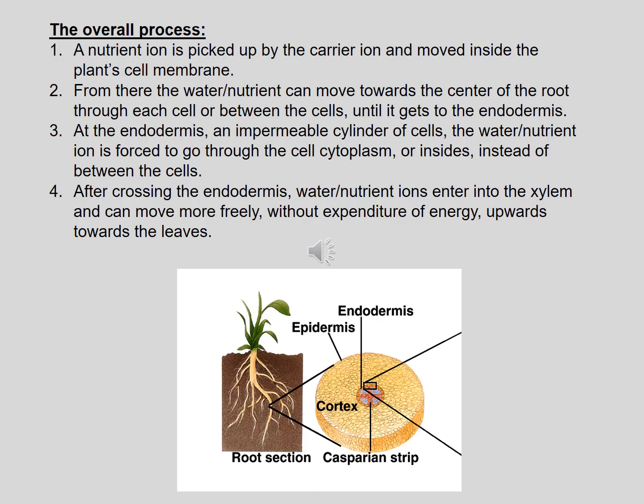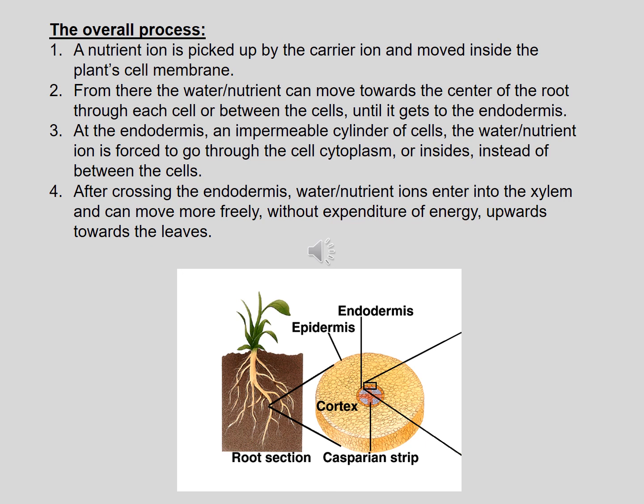Okay, just to repeat and review the overall process of nutrient uptake: a nutrient ion is picked up by a carrier ion and moved inside the plant's cell membrane. From there, the water, which has the nutrients in it, can move towards the center of the root through each cell or between cells until it gets to what's called the endodermis. You can see a picture of it at the bottom.